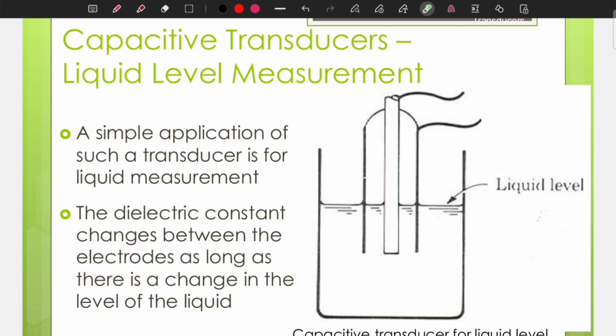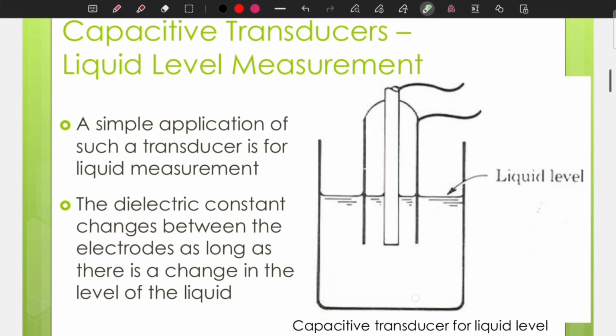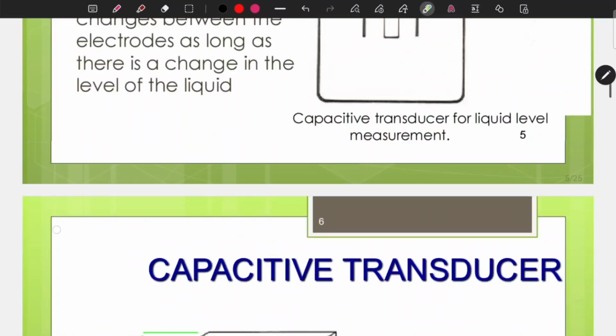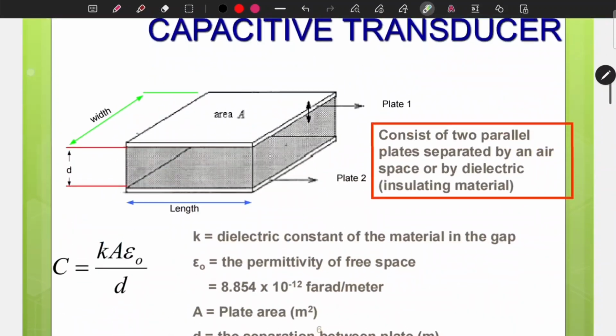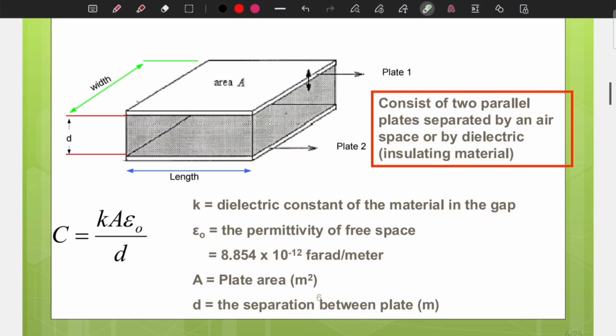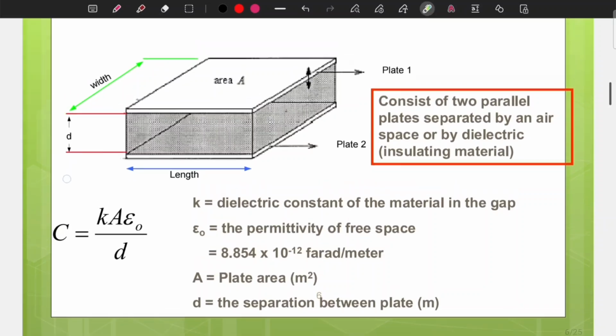So how does it work? I will explain this simply first because I will want to go to the formula. How it works is, as long as there are changes in the level of liquid, there will be changes in the dielectric constant between the plates. So we will go to the formula first before we look more into that. This is the formula for capacitance.